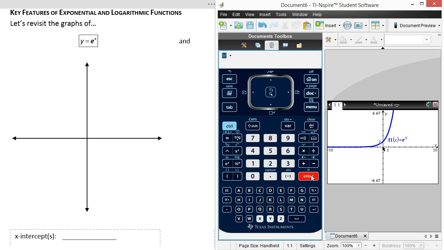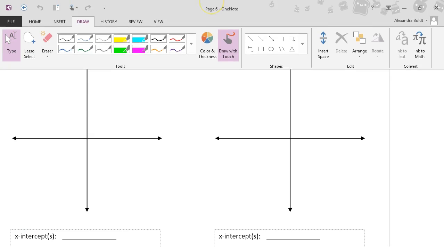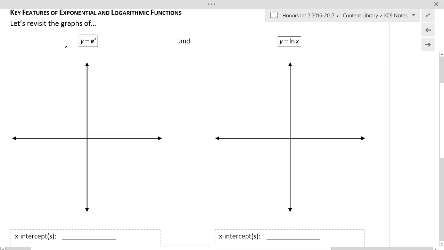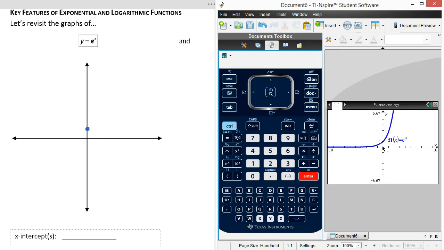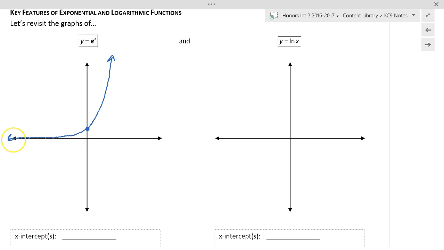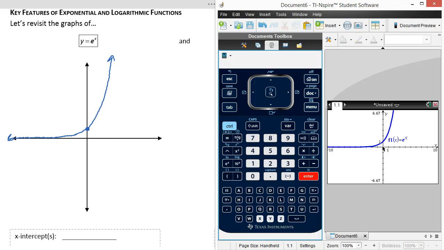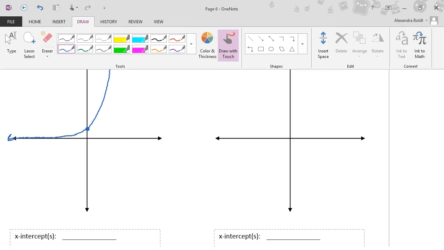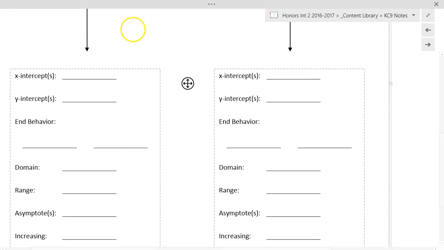So here's our function. Just a few key things I can see already. It passes through my y-axis at (0, 1). I'm going to put a point there. If you look closely, it never actually crosses the x-axis. It just goes along it there, and then it goes up. So we're going to look at some of these key features.